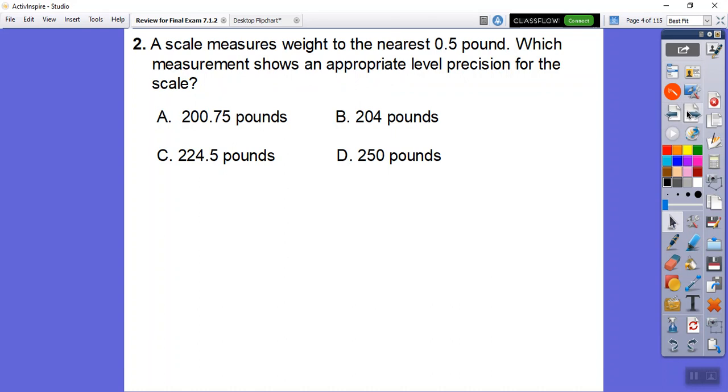So a scale measures weight to the nearest half pound or 0.5 pounds. Which measurement below shows an appropriate level of precision for the scale? So anything with a 0.0 or 0.5. 2.5 gives me 1.0. So if you had a 0.0, this is the only one right here that has the 0.5. This is rounded to the nearest 0.25. And this is rounded to the nearest unit. These two are rounded to the nearest unit. So that one's our answer.